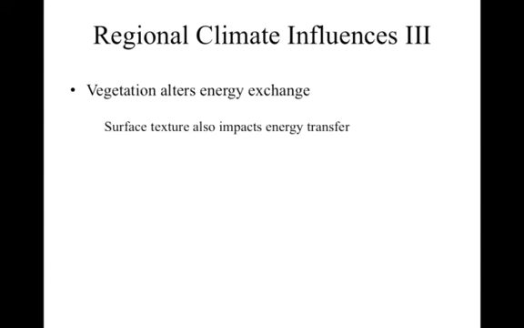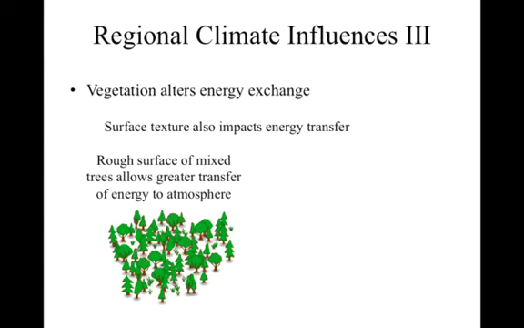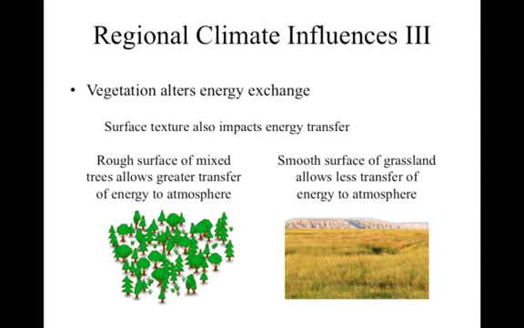All right. The other way that vegetation can alter energy exchange is through changes to the surface texture. If I have a very rough surface of mixed trees, that actually allows greater transfer of energy between the surface and the atmosphere. Contrast that to a smoother surface, something like a grassland, and we have less transfer. That's just because the air moves faster over that smooth surface, so there's less opportunity for heat and transfer of energy, versus the rough surface where the air gets trapped and there's just more time for the heat exchange to occur.